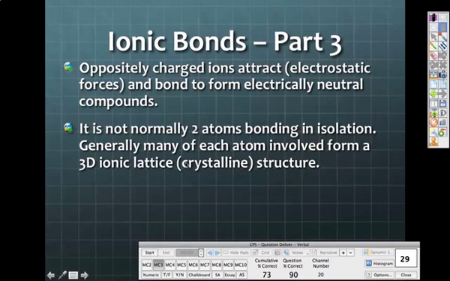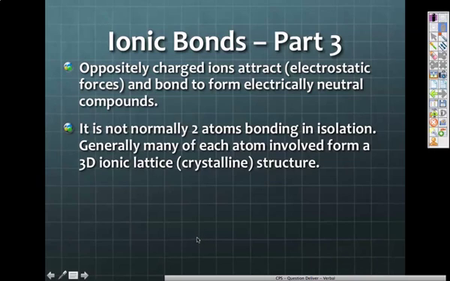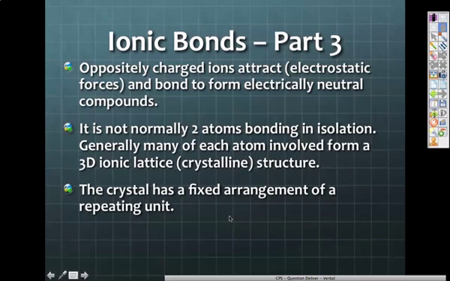It is not normally 2 atoms bonding in isolation. Generally, when we're dealing with ionic compounds, we're going to have a lot of each of the atoms involved, which forms a 3D ionic lattice, which is a crystalline structure. The crystals are going to have a fixed arrangement of repeating units. So if we have table salt, NaCl, which you know forms nice little crystals, it's an Na and a Cl and an Na and a Cl in a 3D structure. And that's why we get those crystals.